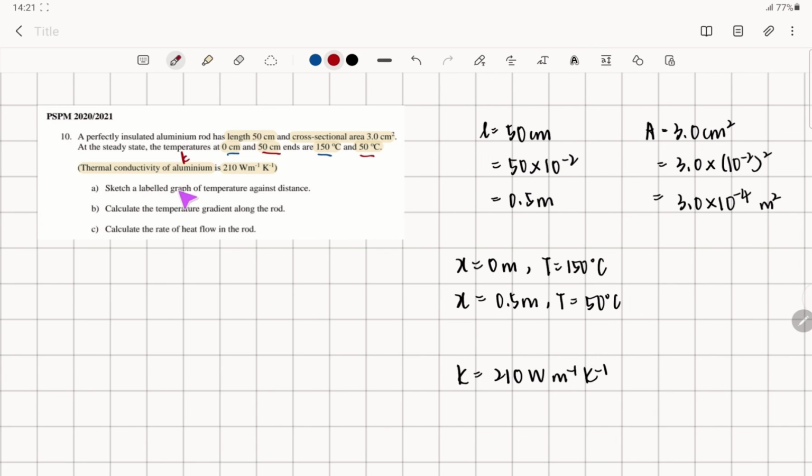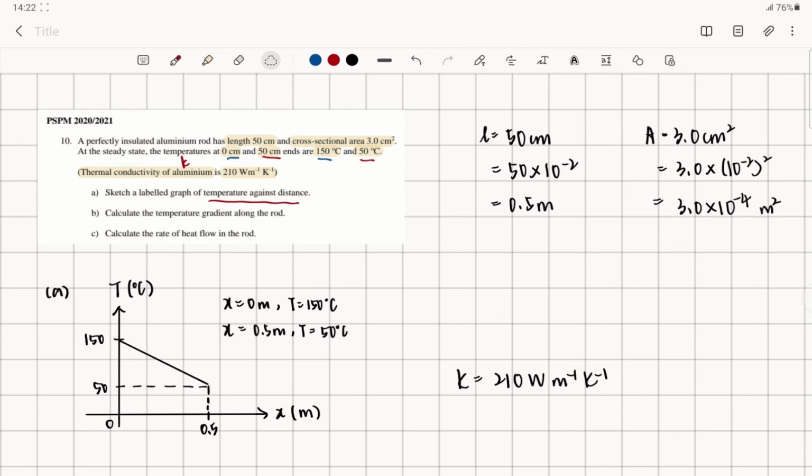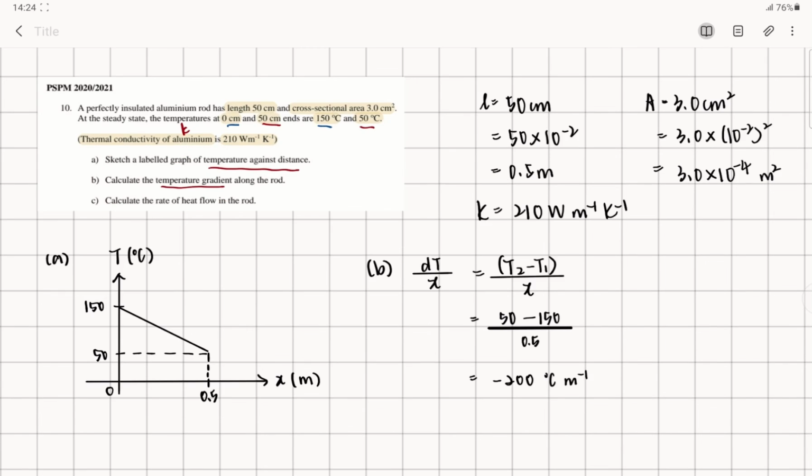A. Sketch a labelled graph of temperature against distance. Saya lukis graf berdasarkan maklumat yang diberi. B. Calculate the temperature gradient along the rod. Saya pakai formula ini. Lepas tu ganti value of temperature dan akhirnya dapat jawapan negatif 200 degree Celsius per meter.